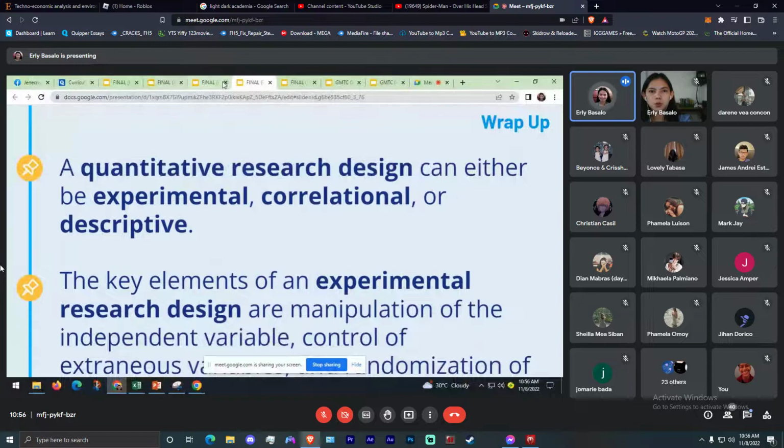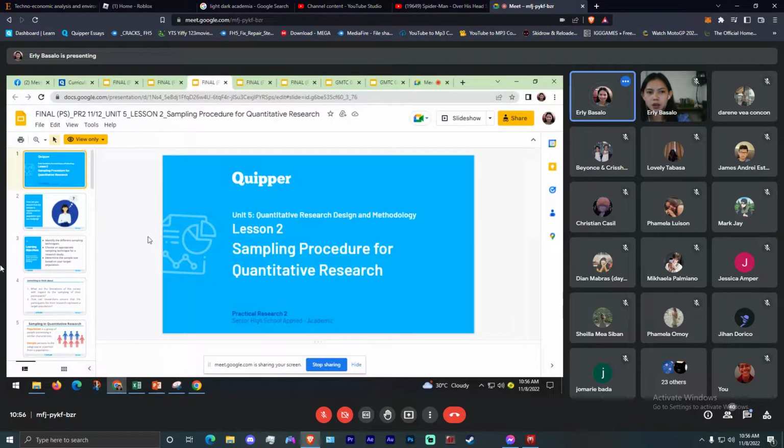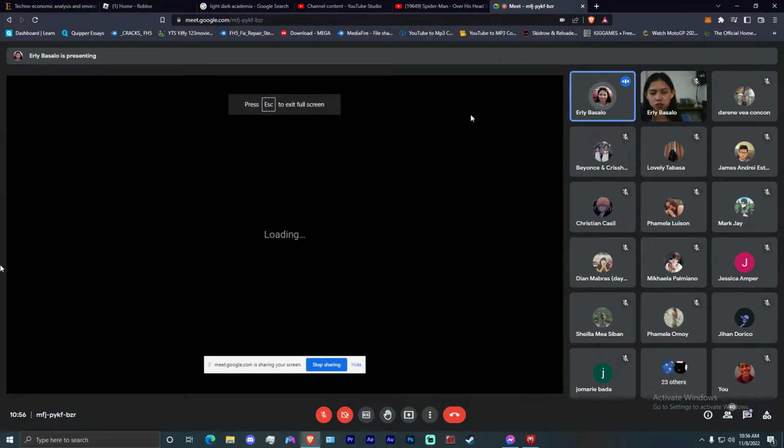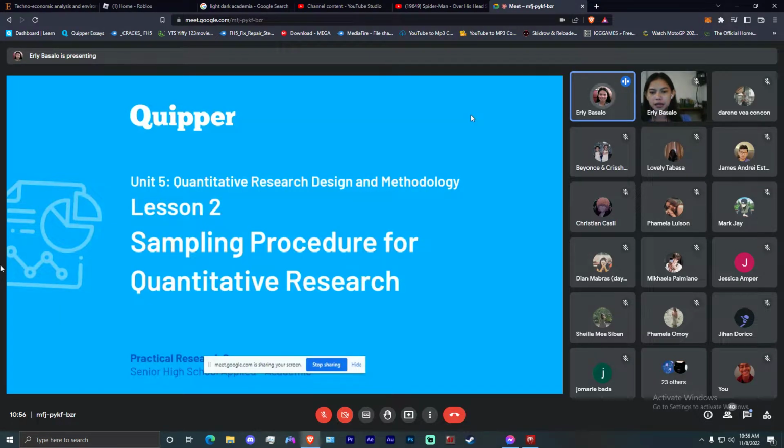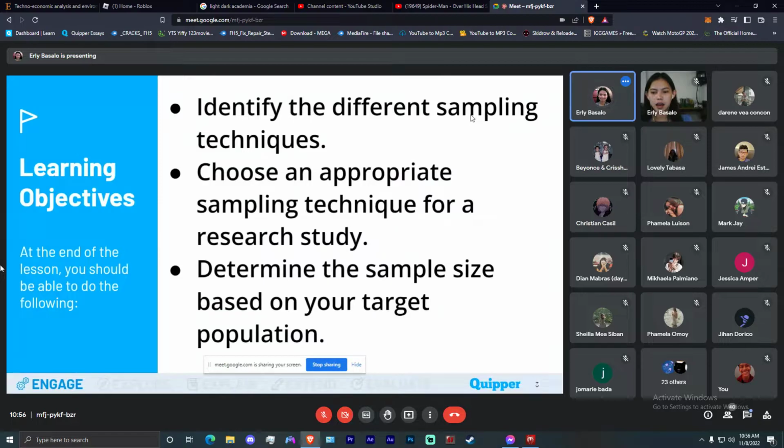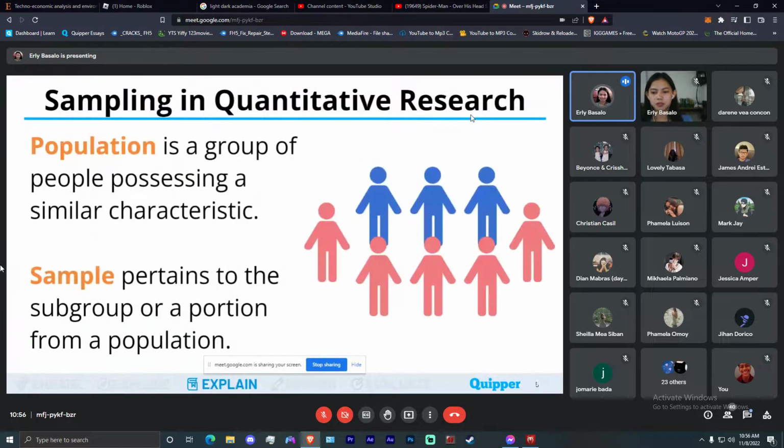Let's proceed to research sampling or procedure. Sampling procedure for quantitative research. We have different types of sampling design. I know it is just a review for you because you are already aware of some of this information since you have already done research from your previous grade level. So, review na lang ni sa inyo.